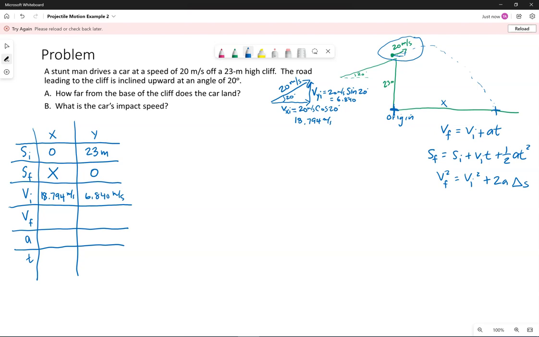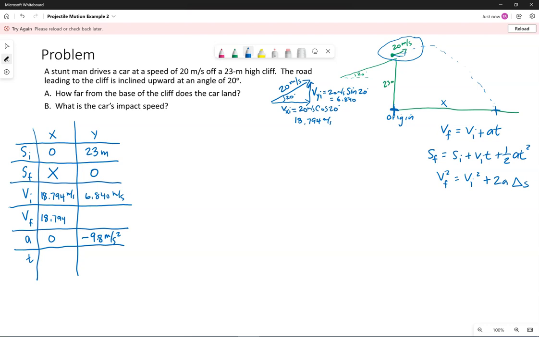All right, what else do we know? Well, V final, I know the x component has to be the same. Because we're ignoring air resistance, we're saying there is no acceleration in the x direction. So that means the x velocity has to be the same as it was initially. Y velocity, we don't know. That's however fast it's traveling right before it hits the ground, and that will be vertically. We do know acceleration is downwards at 9.8. The problem doesn't tell us time, so I think we have the table filled in.